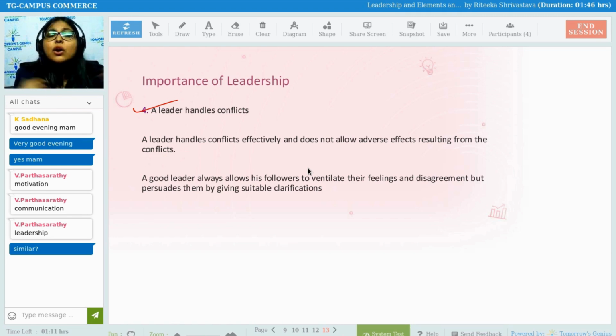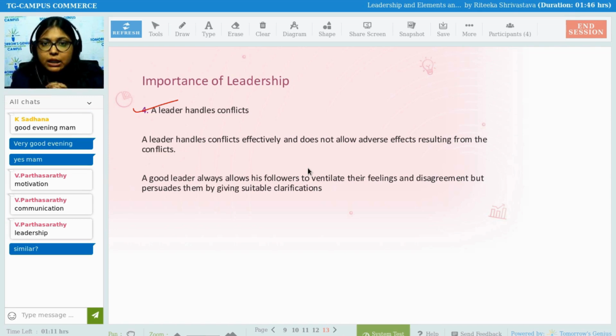Why? Because we all are human beings. We all come from different backgrounds, different traditions, different cultures, different thought processes, different suggestions, different opinions. We all come up with different things, right? Now, when these many different things clash or combine together in one organization, it's obvious that conflicts are going to take place. So a leader should be able to resolve these conflicts happening in the organization.